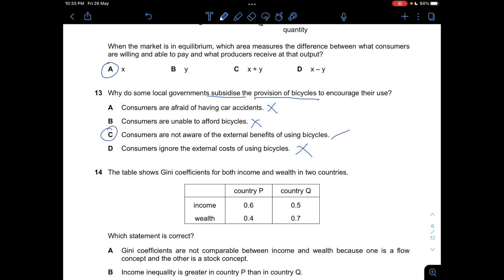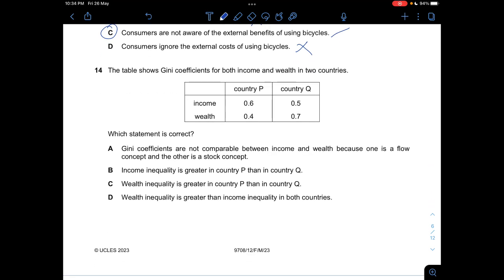So answer is C. Question 14, the table shows Gini coefficients for both income and wealth in two countries. And which statement is correct? So this is about income inequality. So A, it says Gini coefficients are not comparable between income and wealth because one is a flow concept and another is a stock concept, which is basically not correct. You can see that for income, the Gini coefficient is 0.6 and then wealth is 0.4. You need to know that for inequality, the higher the Gini coefficient, the higher the inequality. The lower the Gini coefficient, the lower the inequality.